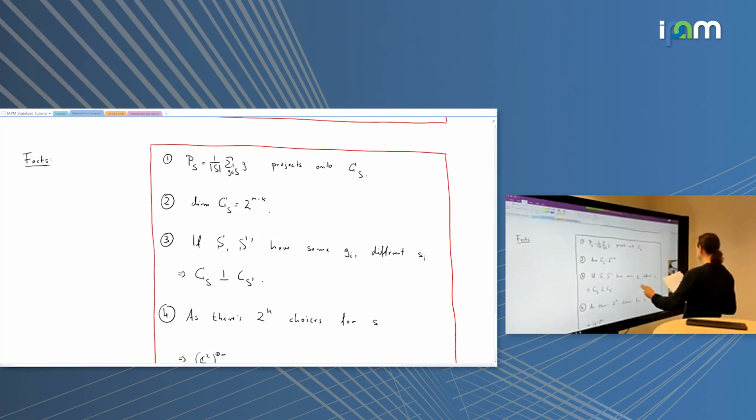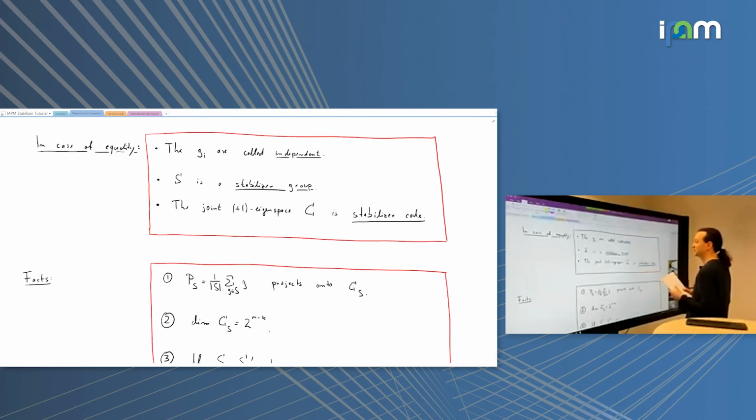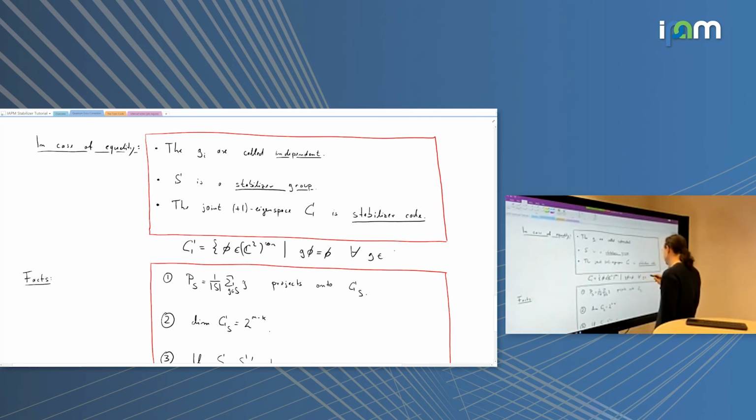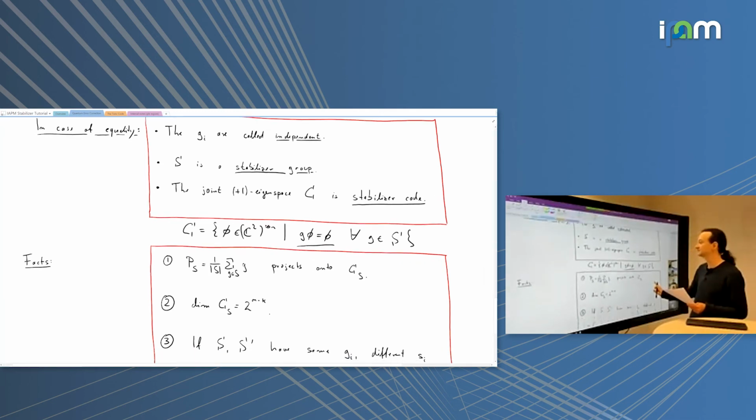Oh, also a quick question. So someone was asking about terminology. So why is this called stabilizer? Stabilizer, because I'm looking at the joint +1 eigenspace. So in other words, C is the set of phi in C2 to the tensor n, such that G phi is equal to phi. So phi is stabilized by G for all G in S. Yeah, it refers to this +1 eigenvalue condition. That we say G stabilizes phi. Yeah, that's the reason. Good.